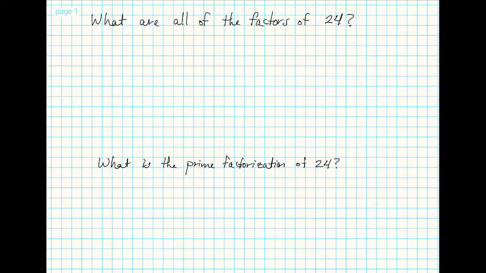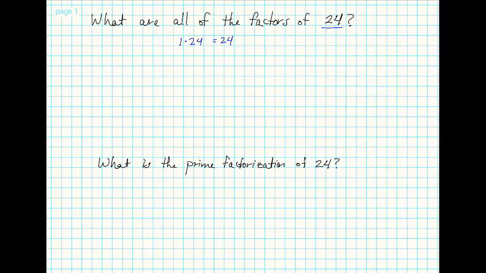Okay, if you want to find all of the factors of a number, those are the numbers that basically make up that number as a product. So for the factors of 24, these are going to be any numbers that can make 24 as a product. So 1 times 24 is 24.